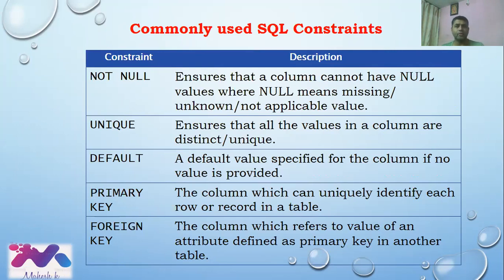Foreign key. What is a foreign key? It is a column which refers to the value of an attribute defined as a primary key in another table. The primary key is assigned in the parent table, whereas the foreign key is assigned in the child table. In the column you assign as a foreign key in the child table, values can be repeated, it's not an issue. But in the parent table, the column you assign as a primary key, all records are updated uniquely in that column.